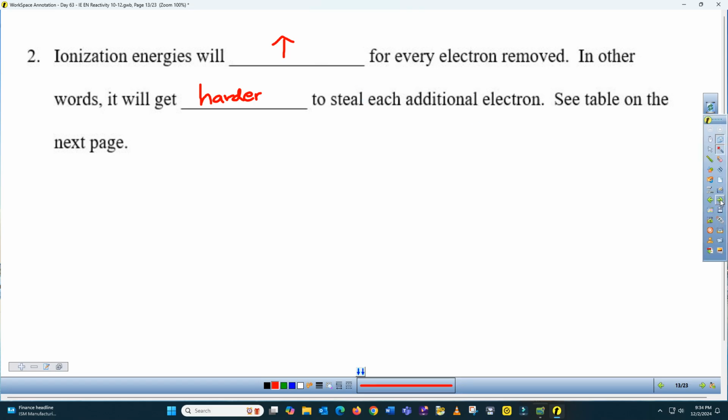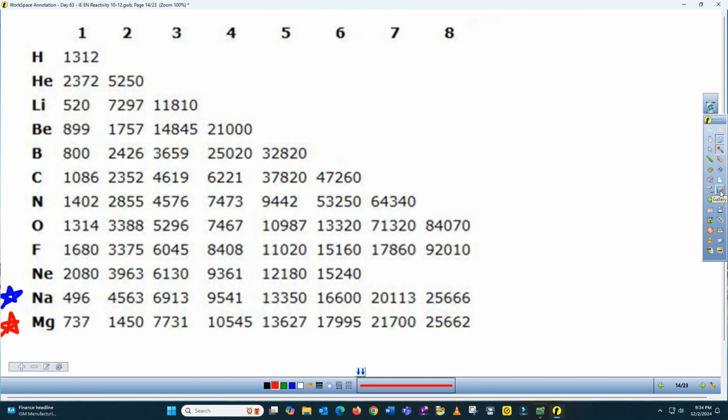And that's because there's fewer electrons on the outside, less repulsion. So as an atom loses an electron, it gets smaller. And so that means the remaining electrons are closer to the nucleus, which makes them even harder to steal.